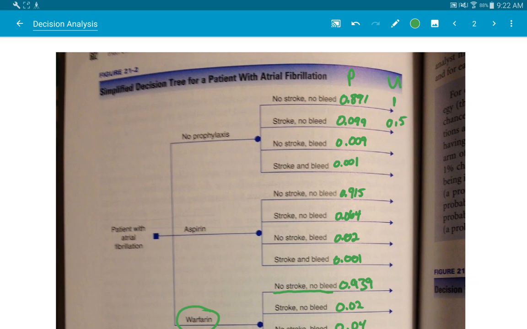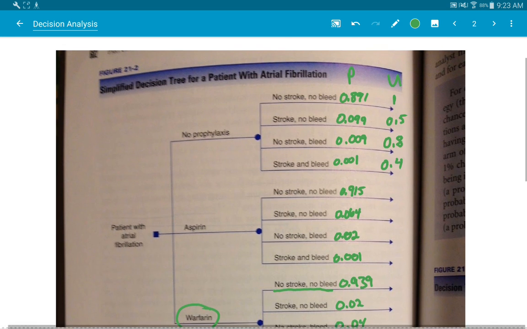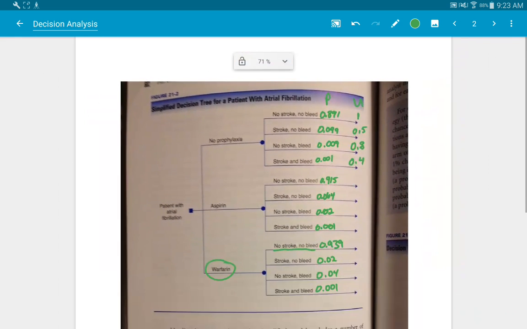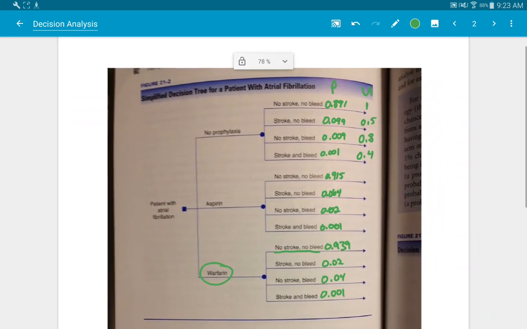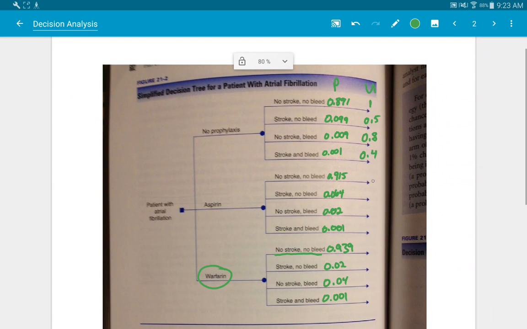And then no stroke, but you have a bleed, on average, you might decrease the quality of life of an individual down to about 80%. And then lastly, stroke and bleed, this is the absolute worst possible situation, about down to 0.4. Okay? That makes sense? And then that would be just repeated all the way down if I were to fill those in as well. So just a 1.